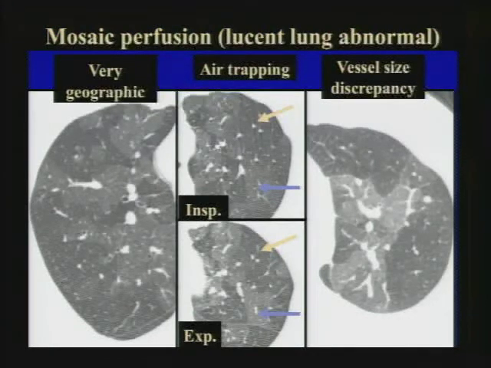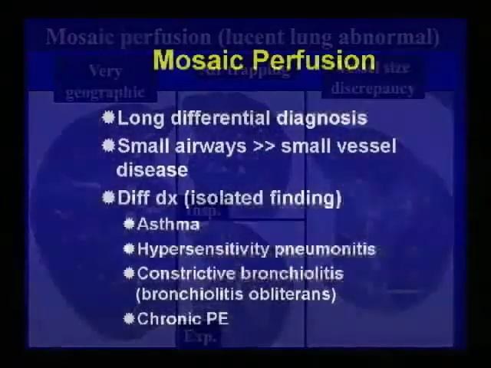Remember, the differential is small airways and small vessel disease, but if you see air trapping, clearly it's small airways disease. Last one is vessel size discrepancy, which you may or may not see. If the vessels are a lot bigger in the opaque lung regions and a lot smaller in the lucent lung regions, then the pattern is mosaic perfusion and the lucent lung is abnormal, okay?